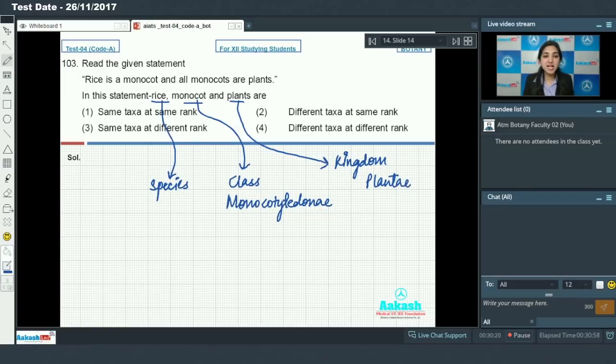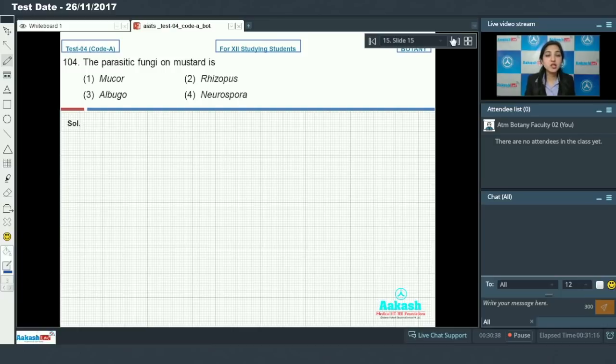So species, class and kingdom are different taxa at different level. So by this, answer to this question is option number 4. Moving on to the next question, that is question number 104. The parasitic fungi on mustard is. This is given in the NCERT that the parasitic fungi on mustard is Albugo.